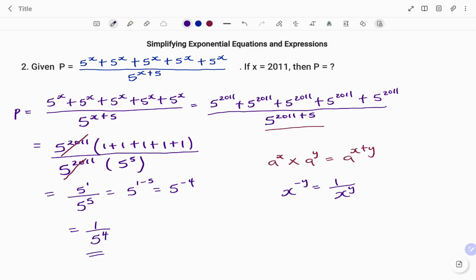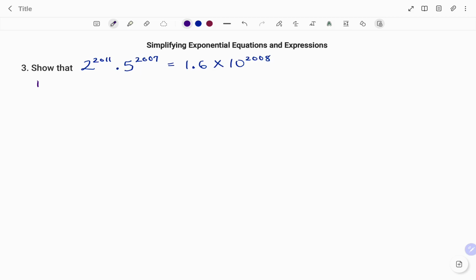Let's look at the last example. In the last example, we had to show that 2 to the power of 2011 times 5 to the power of 2007 equals 1.6 times 10 raised to the power 2008. I'm going to prove from my left hand side. What do I have on my left hand side? I have 2 to the power of 2011 times 5 to the power of 2007.